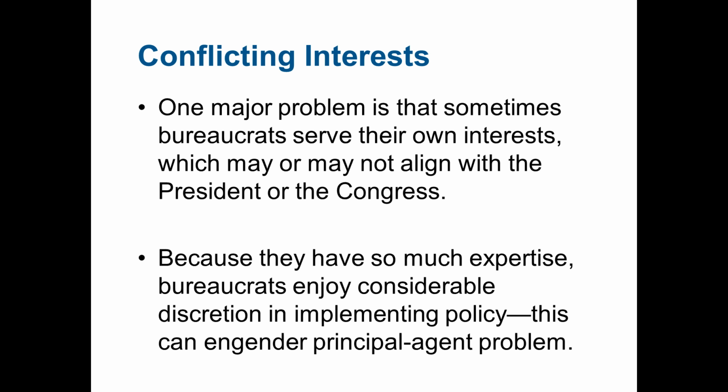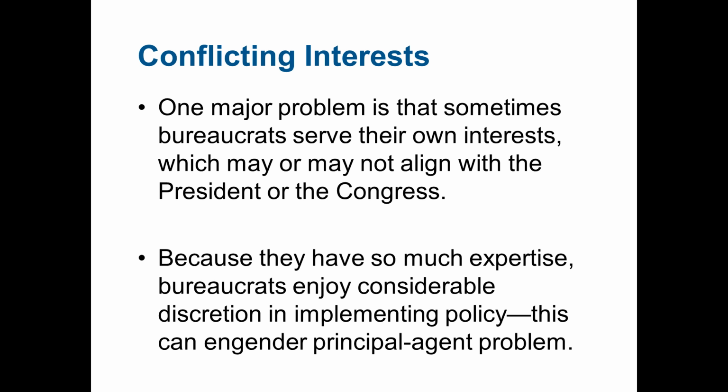So when they have their own interests at play, where they want to influence policy in one direction, and it's not necessarily in the same direction as the president or whatever, Congress also, for example, this is called a principal agent problem, where the principal in this case is the person or group who's supposed to be in charge, either the president or Congress, the agent being the bureaucrat or group of bureaucrats in a particular policy domain.